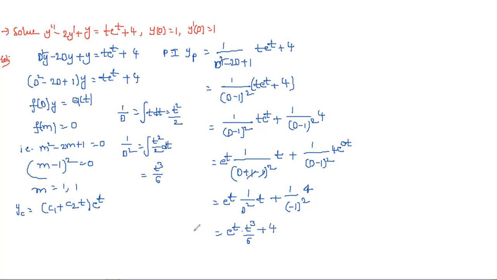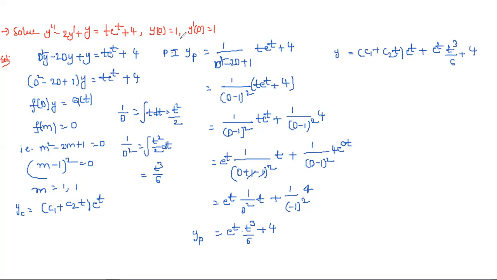This is yp. Only if they ask for yp. If they ask for only the solution, simply what we'll write, the general solution is y is equal to (c1 plus c2 t) into e power t plus e power t into (t cube by 6 plus 4). This is y of t.